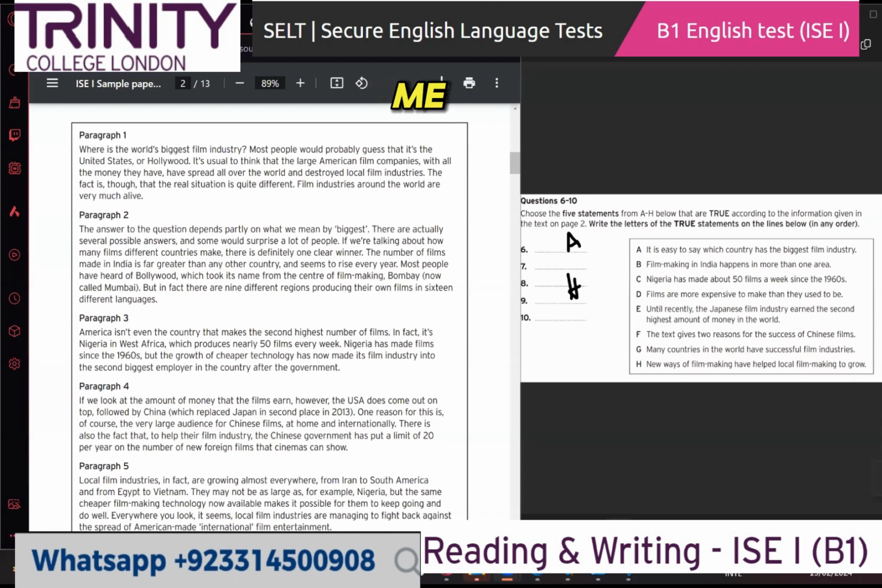Could you tell me what are your answers? The first one is A. Okay, correct. It is easy to say which country has the biggest film industry. No, this is false because it is not easy to say, because there are several answers to this. The real situation is quite different. It's false. Biggest country, biggest film industry, it is not easy to say which one is the biggest one.